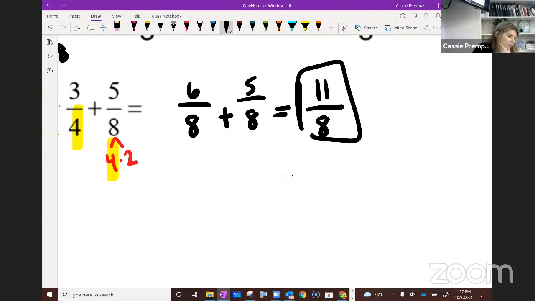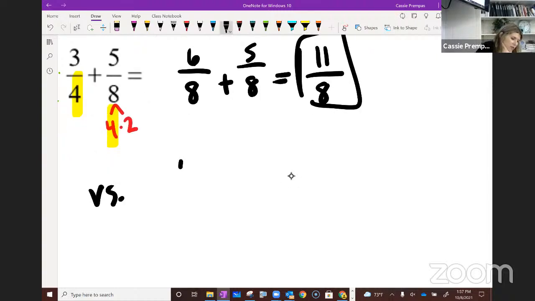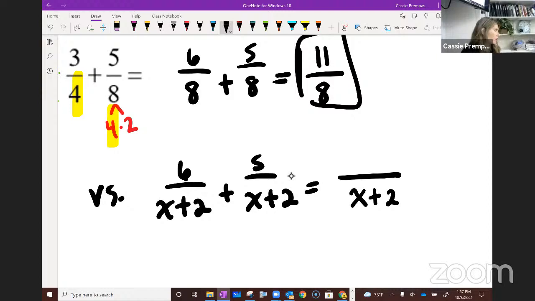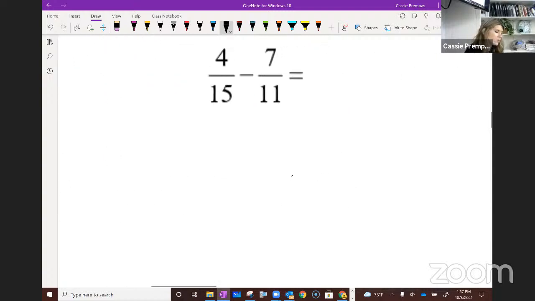What if I give you something like 6 over x plus 2 plus 5 over x plus 2? You should hopefully know how to add them based off of what we did. What would you do with the denominator? Well, if I was adding them, do they have a common denominator? Yeah. So you keep the denominator. Good. And what would you do with the numerators? Add them. Good. So it'd be 11 over x plus 2. These are more the type we're going to focus on today, but I want you to see how they're actually the same as what you've been doing with fractions. Okay, let's take a look at the next one.